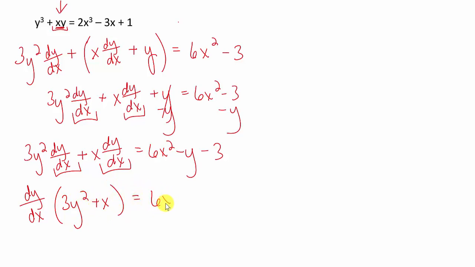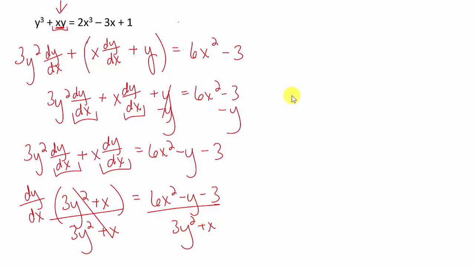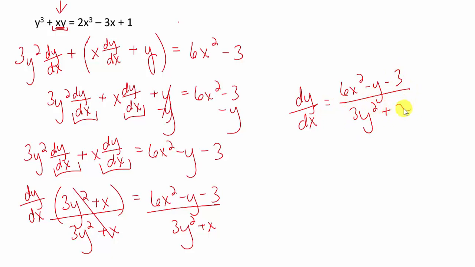So this is going to be 6x squared minus y minus 3, and since my goal is dy/dx being by itself, I'm just going to divide everything by 3y squared plus x. And that leaves me dy/dx equals 6x squared minus y minus 3 over 3y squared plus x. And that's my derivative. Okay, I have one more example.